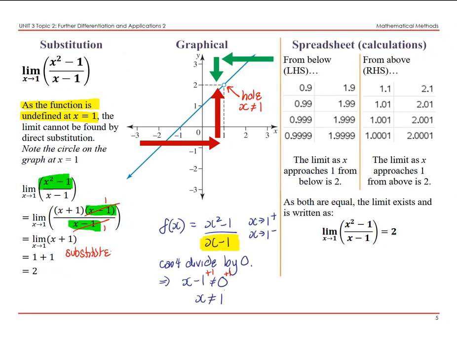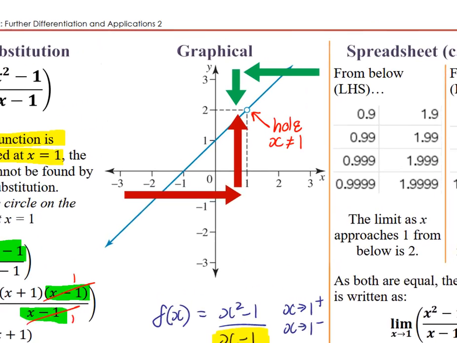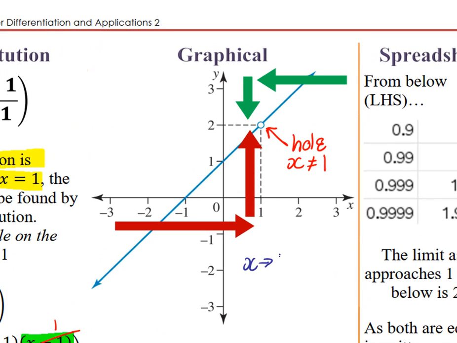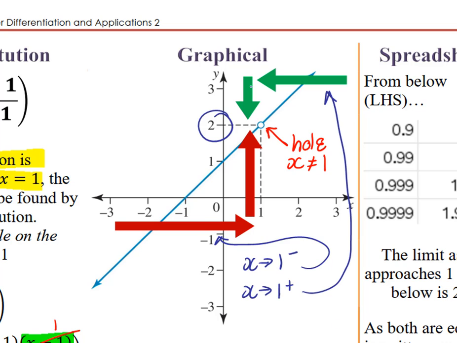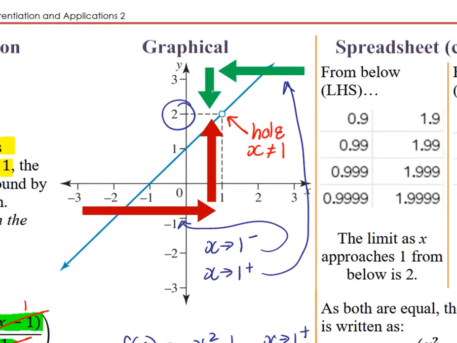Graphical method, very easy to see. If you are in a tech active exam, I recommend the graphical method. So as x approaches 1 from below, you can see these red arrows getting closer and closer to 1 from below, and you can see our y value is approaching 2. x approaches 1 from above. You can see with the green lines, as x gets smaller and smaller, 3, 2, 1, our y value is approaching 2.